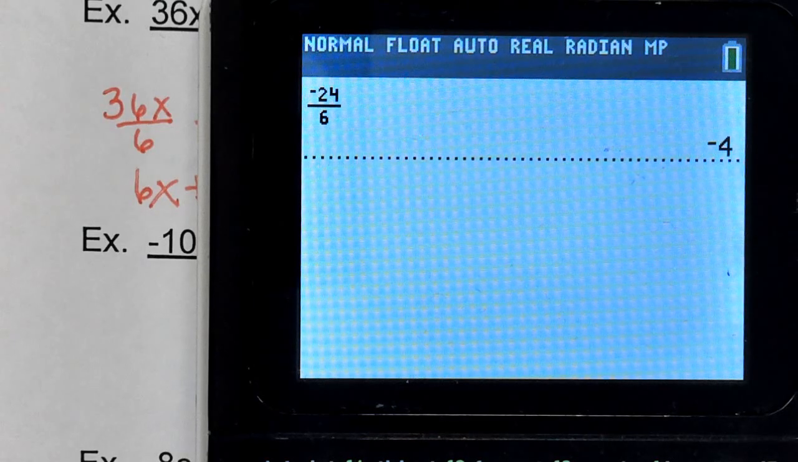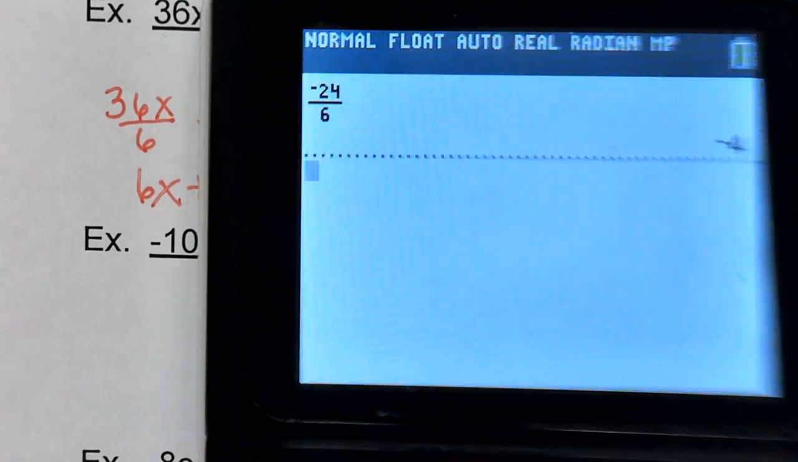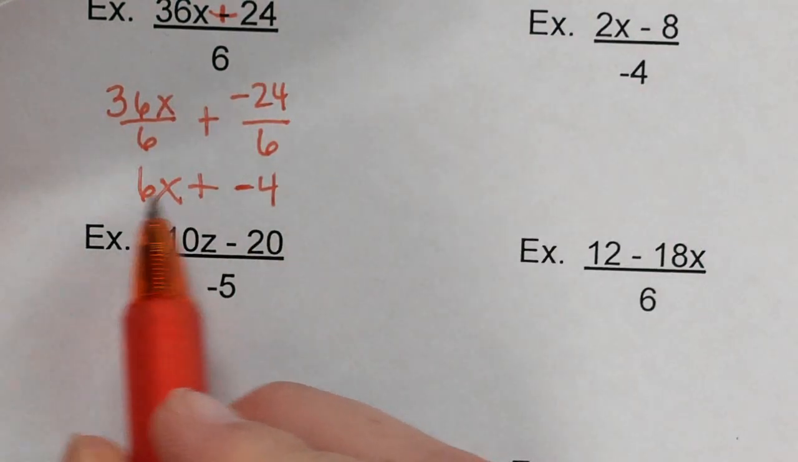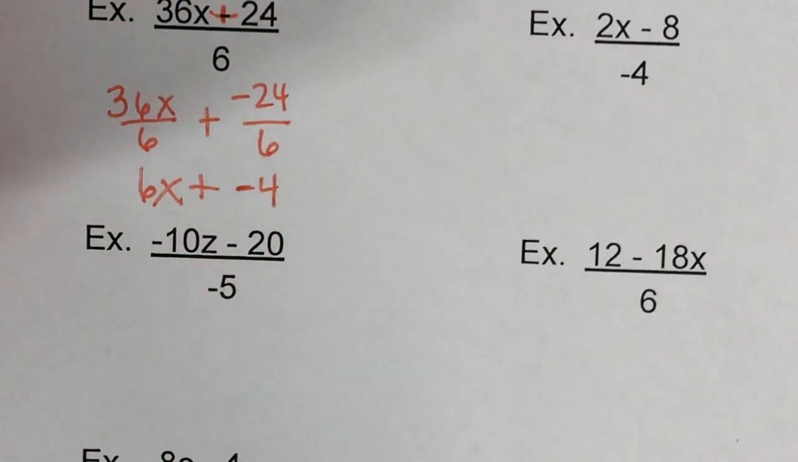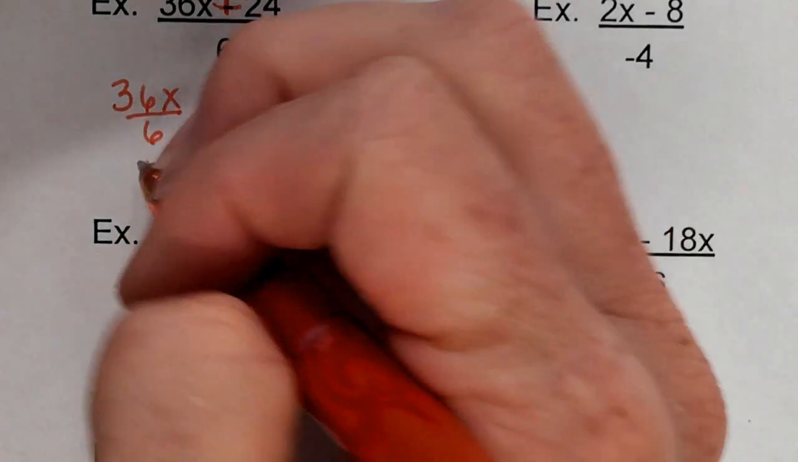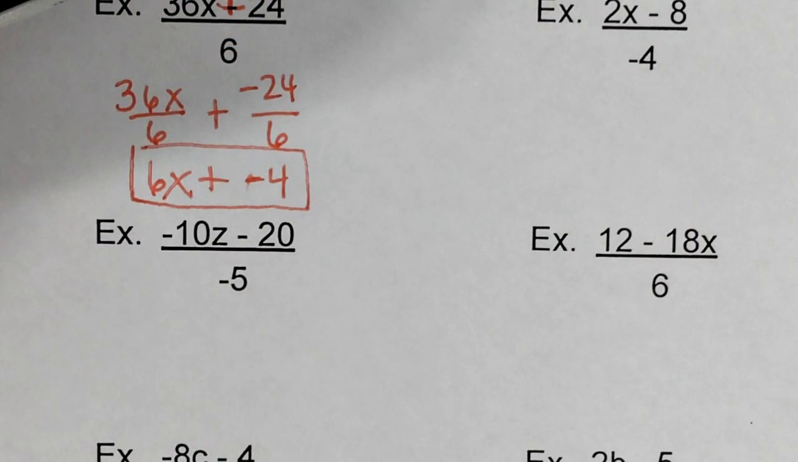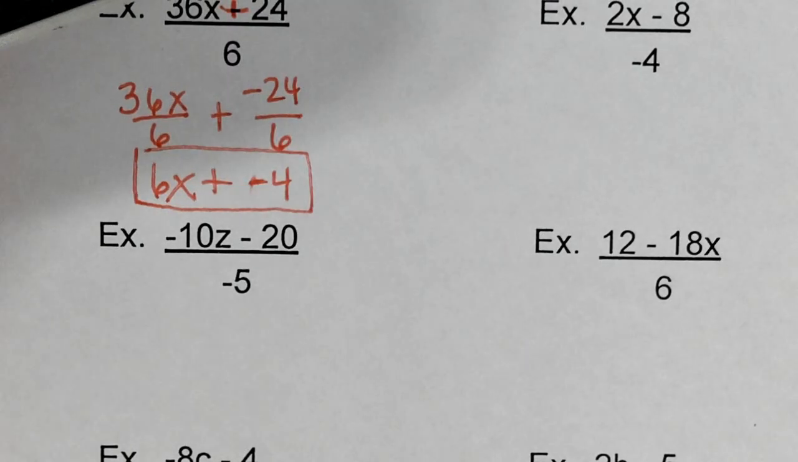It will also simplify it as a fraction if it's a fraction. So negative 4. Can I do anything else with this? Can I combine any like terms? I have now simplified the division problem. Is it hard? No, it's just going to take practice, getting used to it.